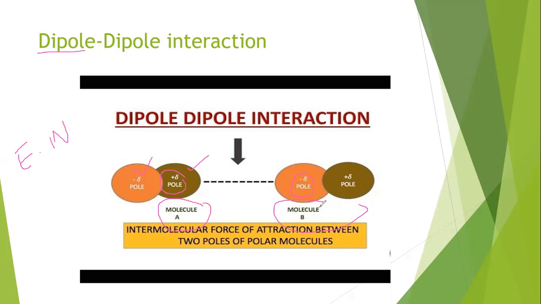In the same way, in molecule B, this atom is attracting a lone pair towards itself more strongly as compared to this molecule. As I told you, positive and negative have attraction towards each other, so this partial positive atom and this partial negative atom of another molecule will attract each other. Due to that attraction, they will make intermolecular bonding.